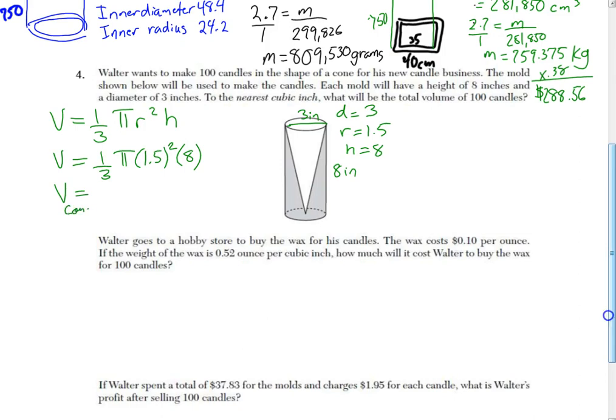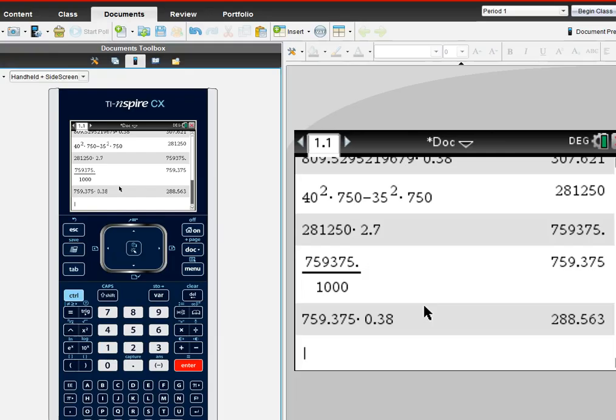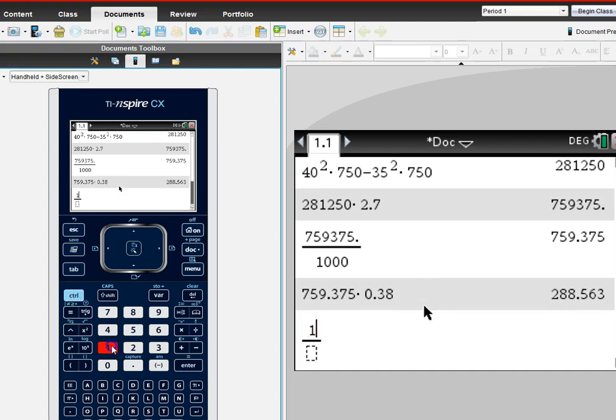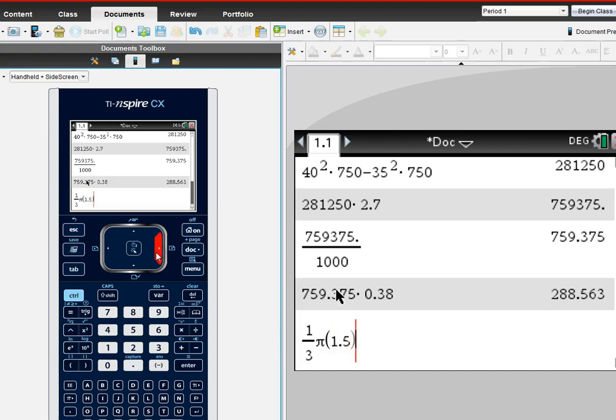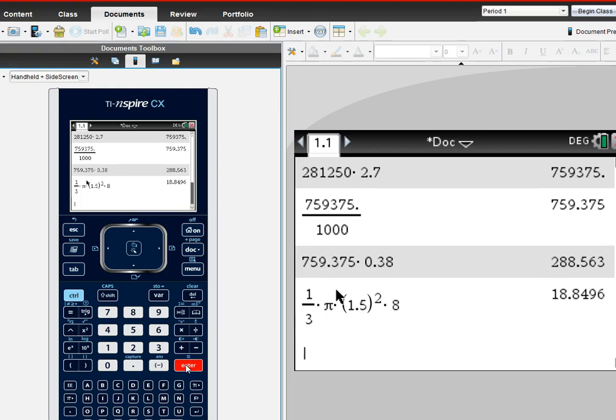So the volume of a cone here is going to be 1/3 pi times 1.5 squared times 8. So 18.8496.